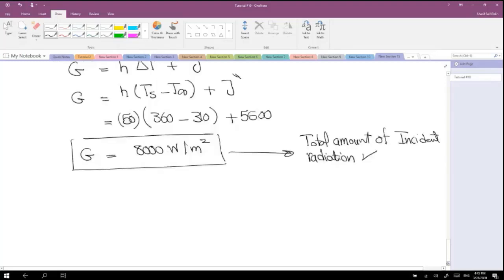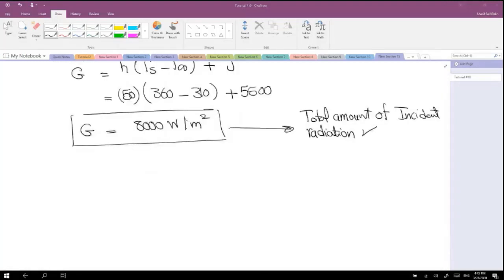All right, and the problem also asks for the emissivity. So where are we going to get the emissivity from? We get the emissivity from here.